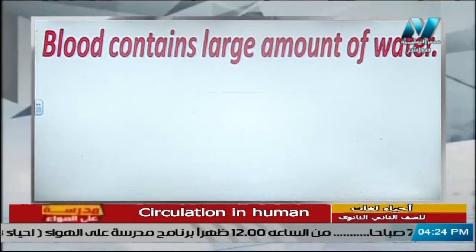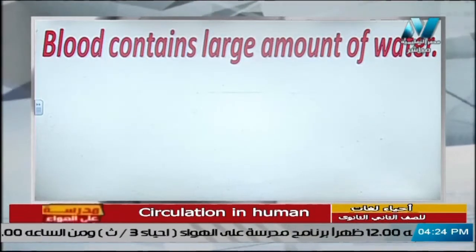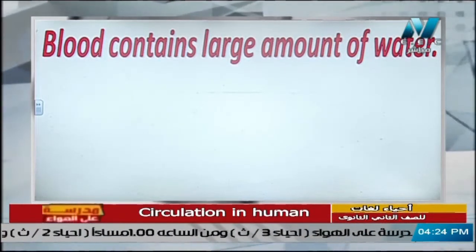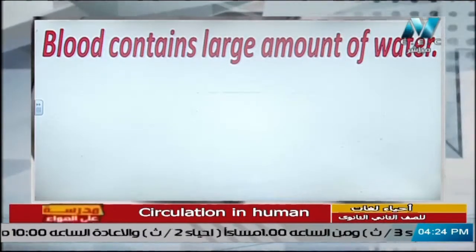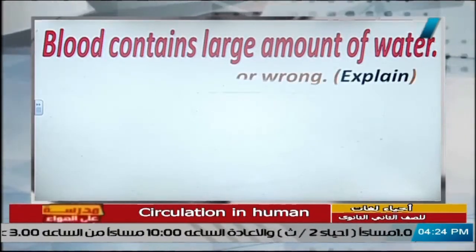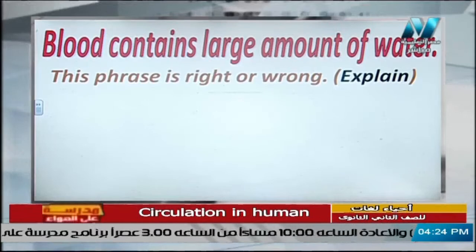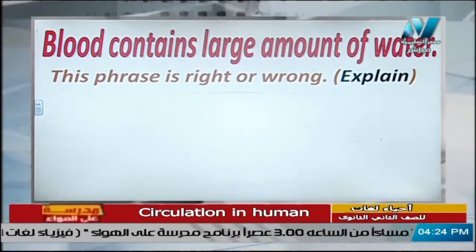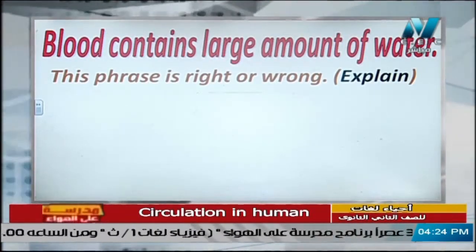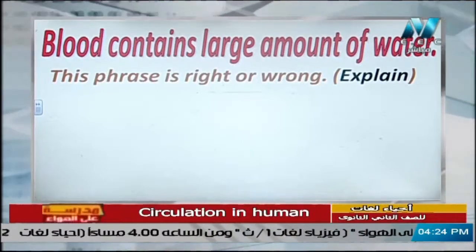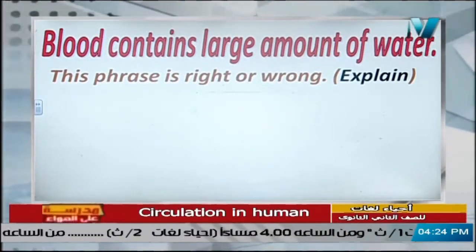Next question. Blood contains a large amount of water. الدم فيه كمية كبيرة من المية. هو بقى بيقول لي ايه هنا في الكويستشن؟ بيقول لي this statement is right or wrong, and explain. بيقول لي يعني الكلام ده صح ولا غلط واشرحه.